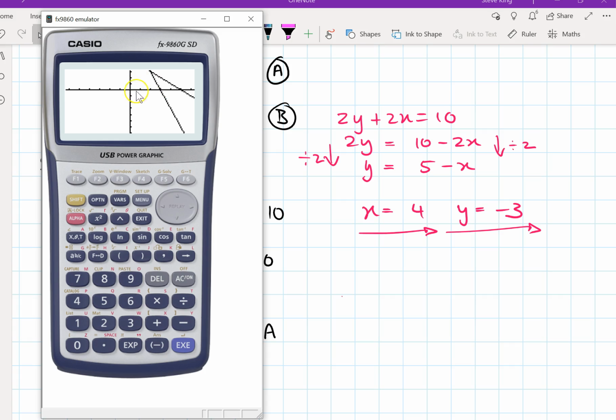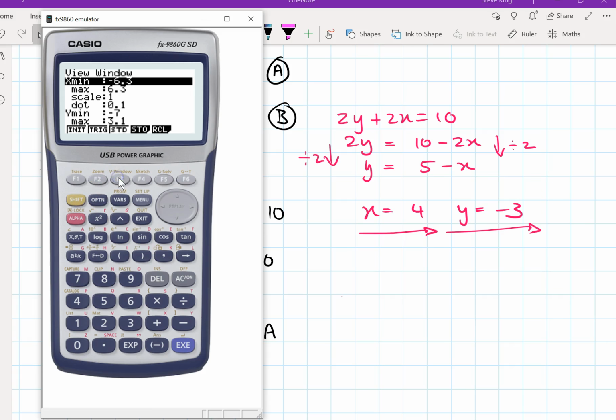I can't really see what's happening over here. I can't see where it's about to intersect. So what I need to do is change the view of my window. So I'm going to go Shift View Window. And I couldn't see up high enough, so I'm just going to change my maximum y value, which is down at 3 at the moment. Let's take that up to 5.